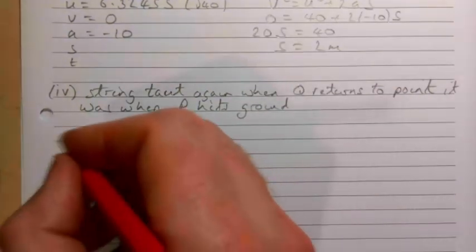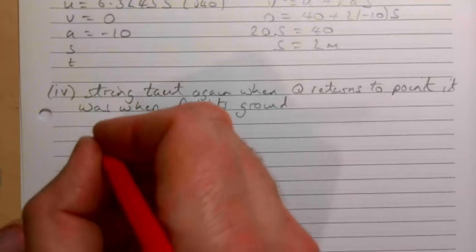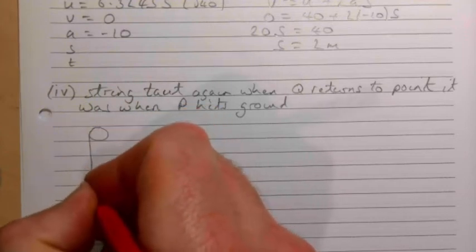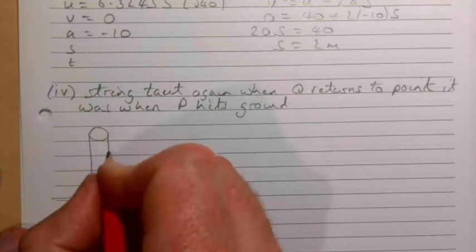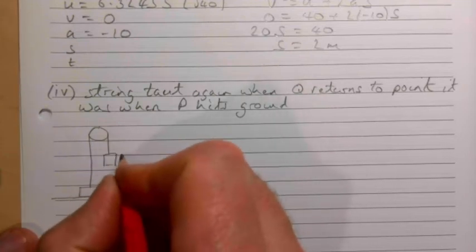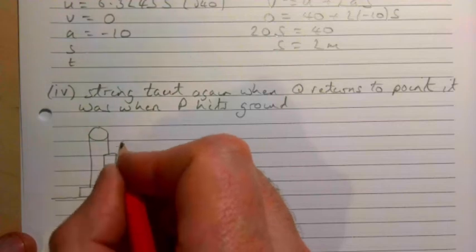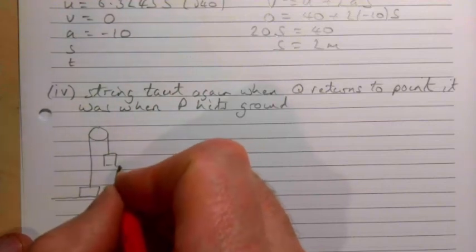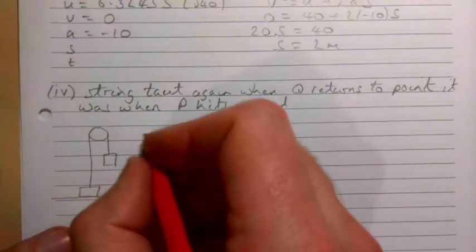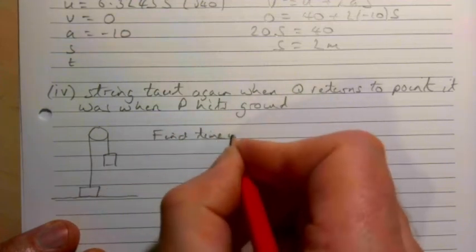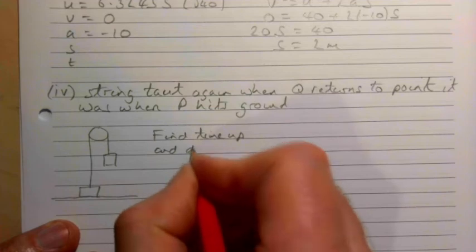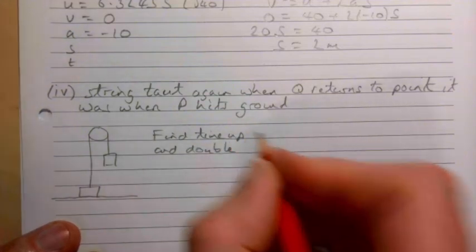There's a wee diagram here if you want it. So here's where we are. We have our pulley. P has hit the ground and Q has bounced up in the air again. It's gone up 2 meters and is going to come back down. So find the time up and down is what we need to do. So we're going to just find the time up and then double it. So it'll just be kind of symmetry from there.